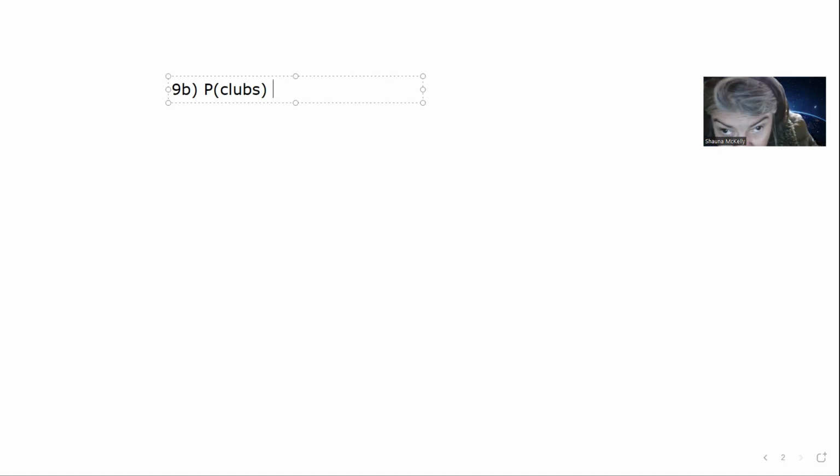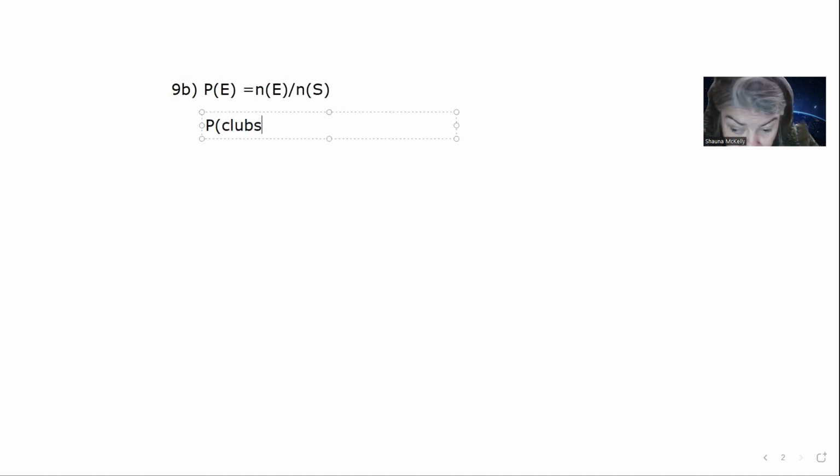Remember, the probability of the event is equal to the number of ways to have the event over the number in the sample space. So the probability of clubs is going to be 13 out of 52.